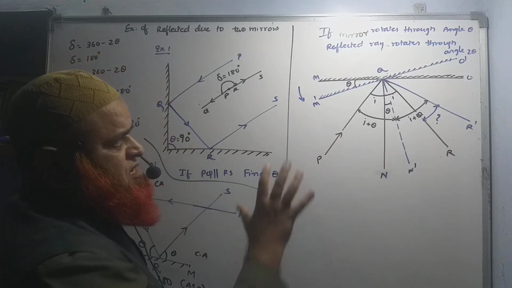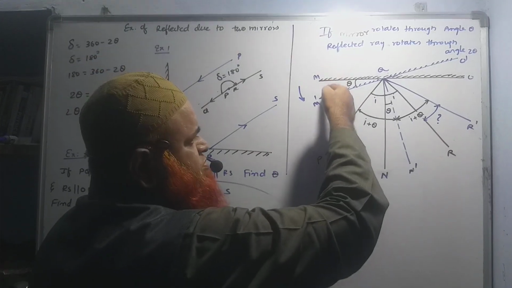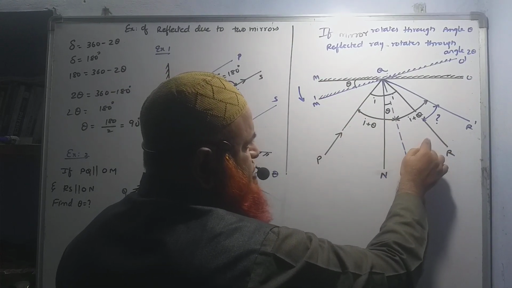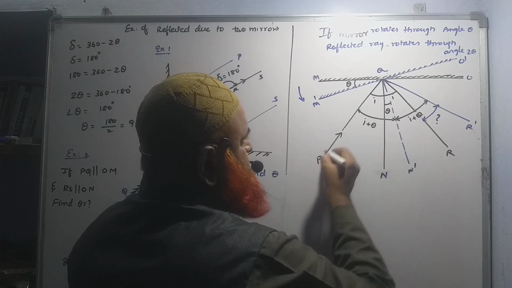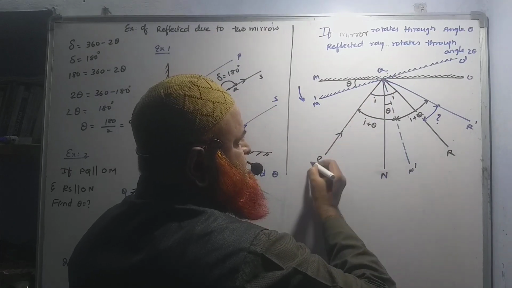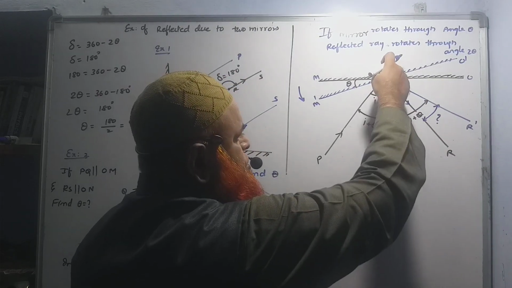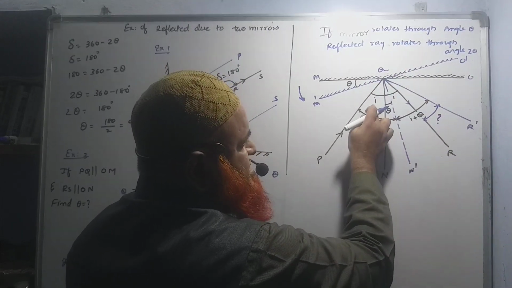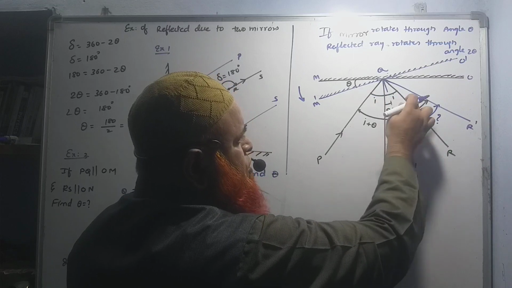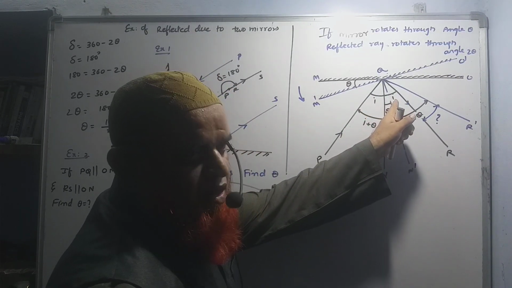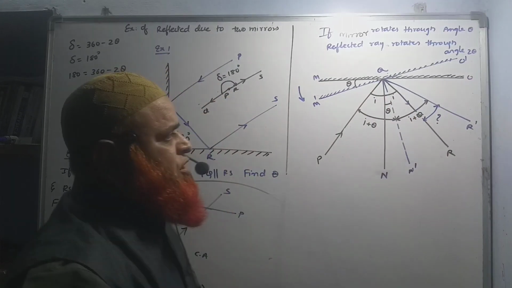So just try to understand this concept here. The mirror has been rotated through an angle theta. What happened to the reflected ray? This is going to be the reflected ray, because the light ray PQ falls on the mirror and gets reflected back in this direction. So PQ and this is R. Therefore this is angle I, this is angle I. Both are going to be the same. This is the angle of incidence, this is the angle of reflection. These two angles are the same.